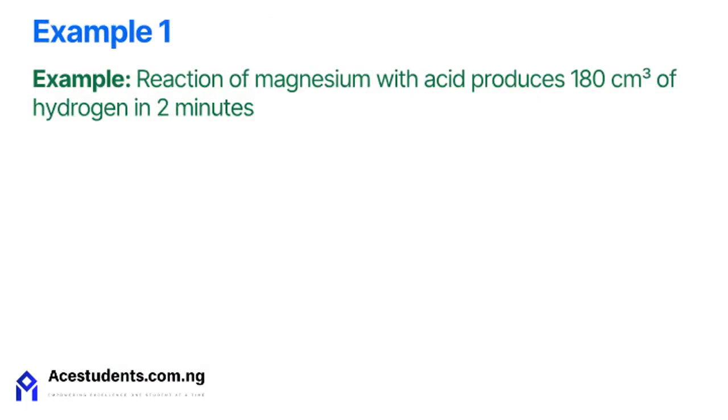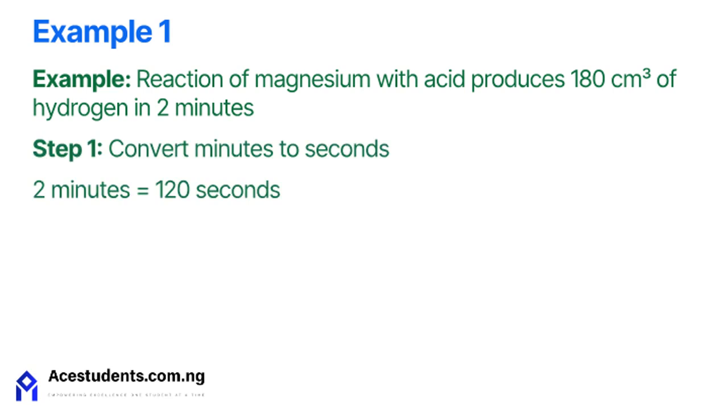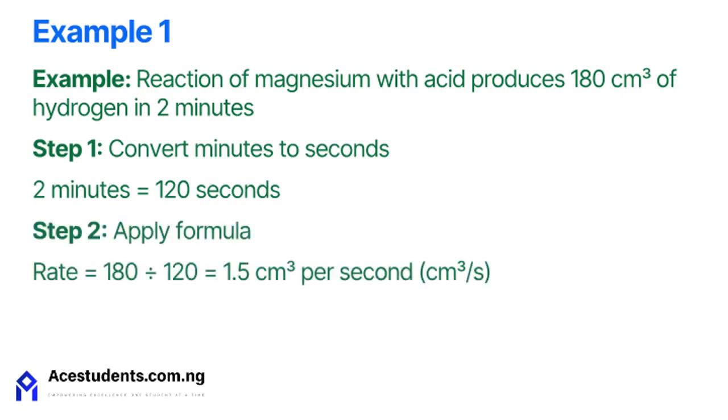Let us consider an example. In this reaction, magnesium reacts with acid to produce hydrogen gas. Here, 180 cubic centimeters of hydrogen gas was produced in 2 minutes. The first step is to convert the time into seconds. Since 1 minute equals 60 seconds, 2 minutes becomes 120 seconds. Next, we apply the formula. Rate equals 180 divided by 120. This gives us 1.5 cubic centimeters per second.